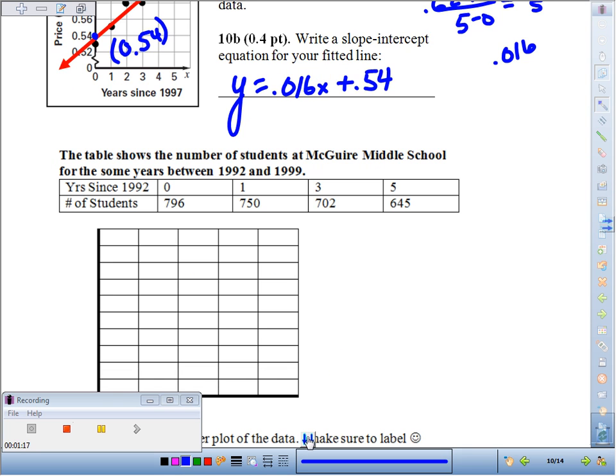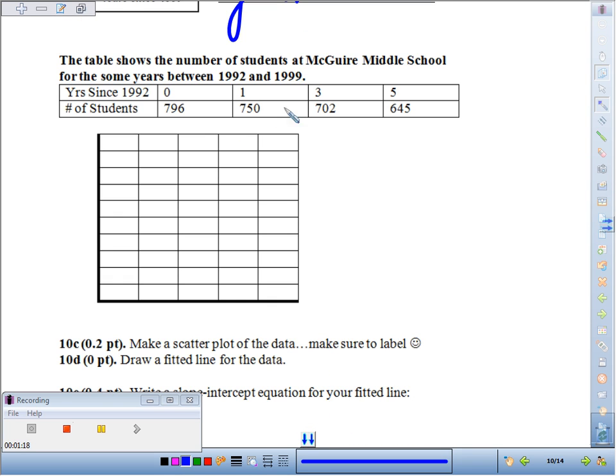What are we looking at in the other question? Table shows the number of students at McGuire Middle School for the years between 1992 and 1999. Make a scatter plot of the data. Make sure to label. Okay, years since 1992. So I'm going to label my x as years since 92. And here's going to be my number of students.